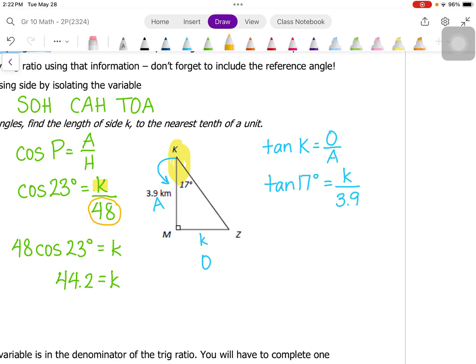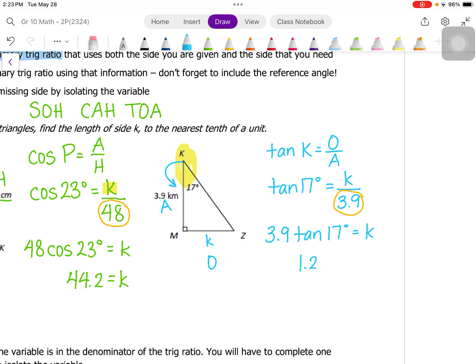So we're going to do the same thing here. We need to move this 3.9 over to isolate for K. So we're going to have 3.9 times the tan of 17 degrees. And when we calculate that, 1.2, and our units are in kilometers, is what side length k is equal to.